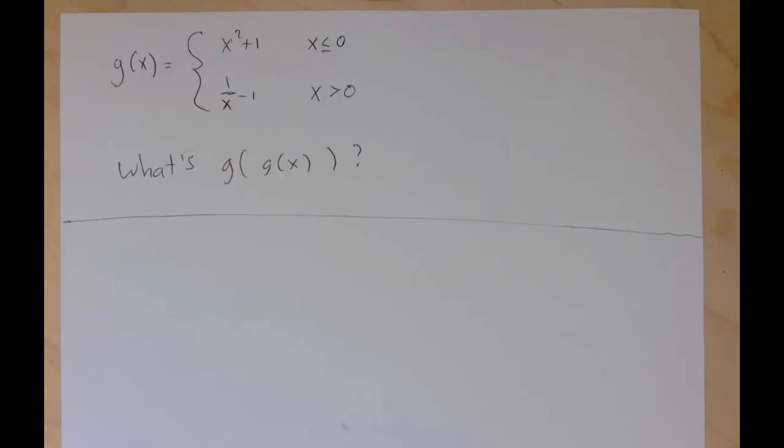Hello everybody, here is the problem that you thought about today. We've got this piecewise defined function. I've fixed the domains so that they don't have a problem anymore. I want to know, what is this function when composed with itself? In other words, what is g of x?